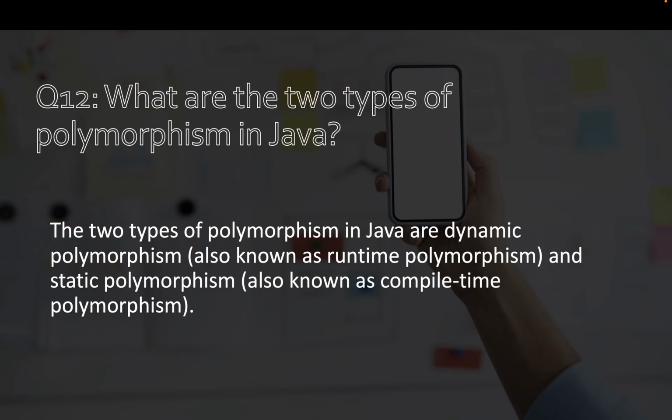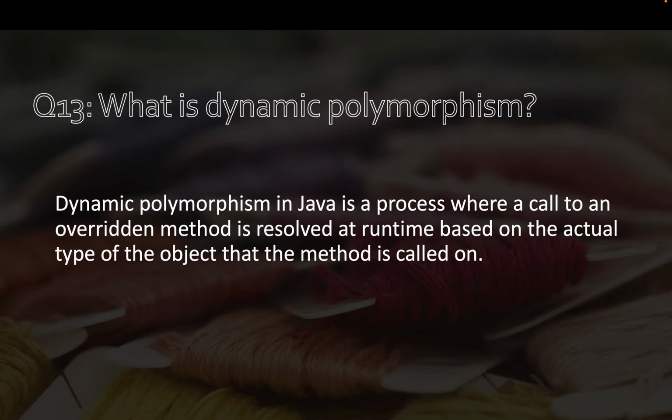Question number 12. What are the two types of polymorphism in Java? The two types of polymorphism in Java are dynamic polymorphism, also known as runtime polymorphism, and static polymorphism, also known as compile-time polymorphism. Question number 13. What is dynamic polymorphism? Dynamic polymorphism in Java is a process where a call to an overridden method is resolved at runtime based on the actual type of the object that the method is called on.